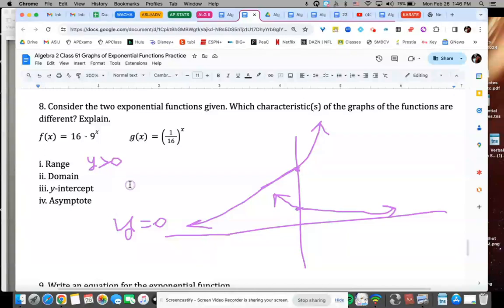Is the domain different? No, they both go to the left and they both go to the right. They both have all real numbers for the domain. They go negative infinity to infinity, both of them. So no, there's no difference.